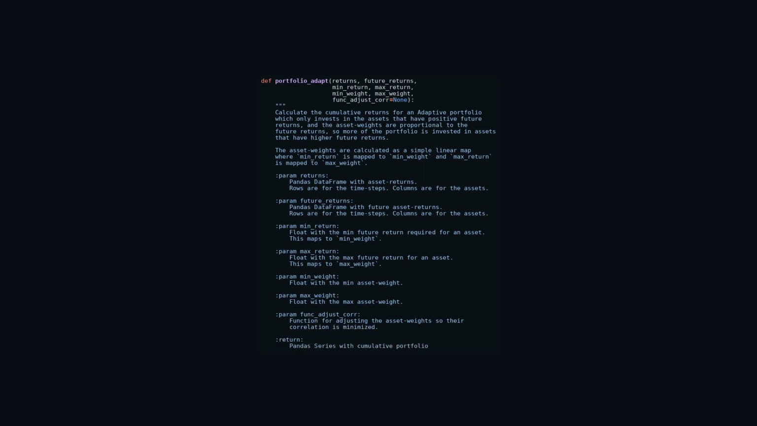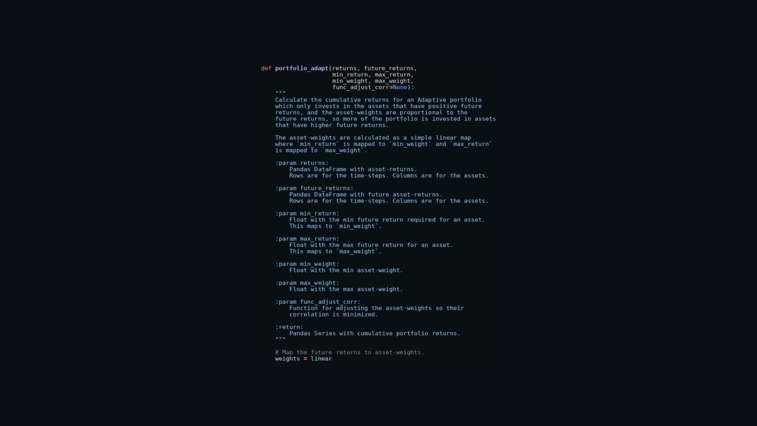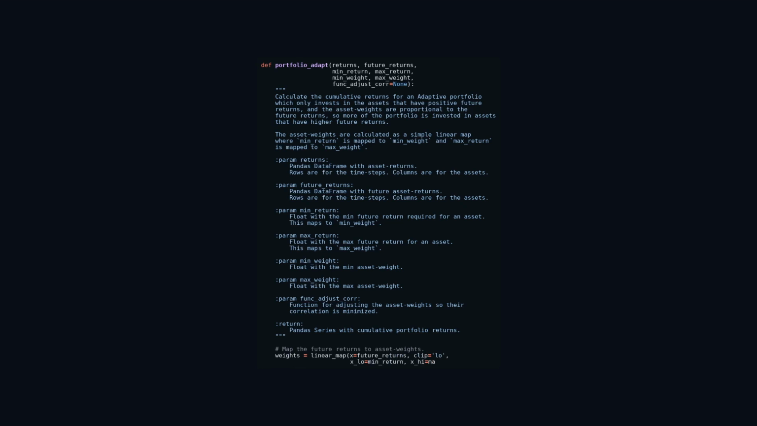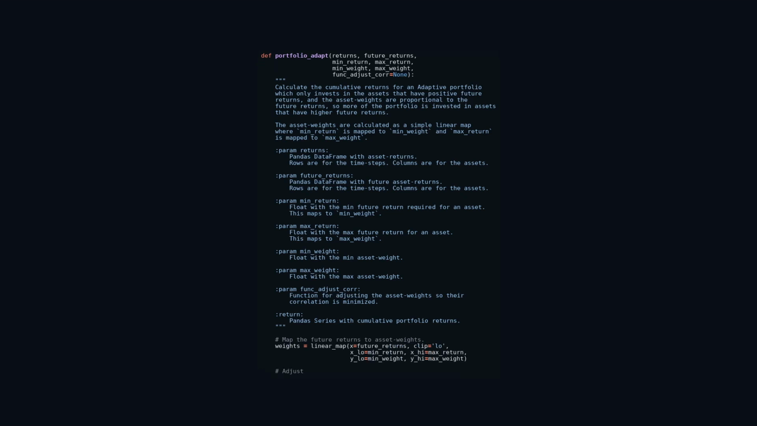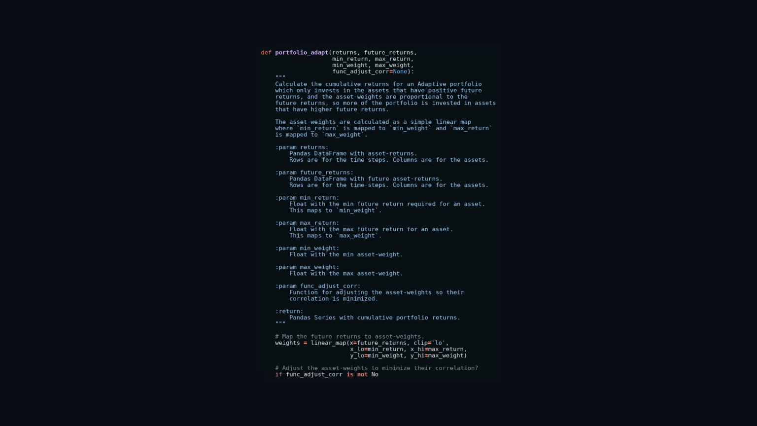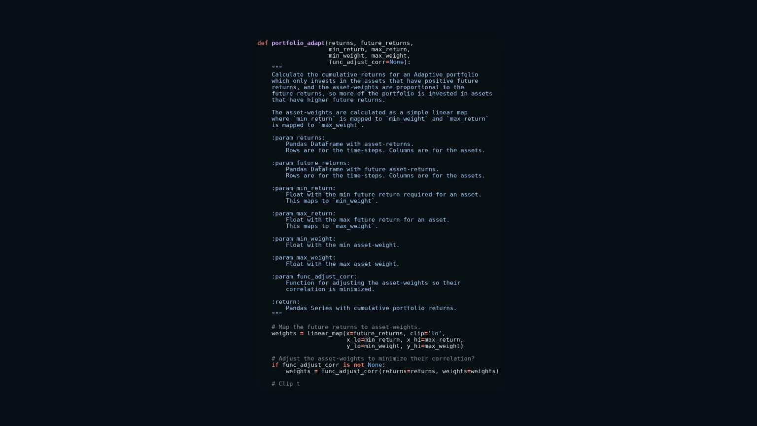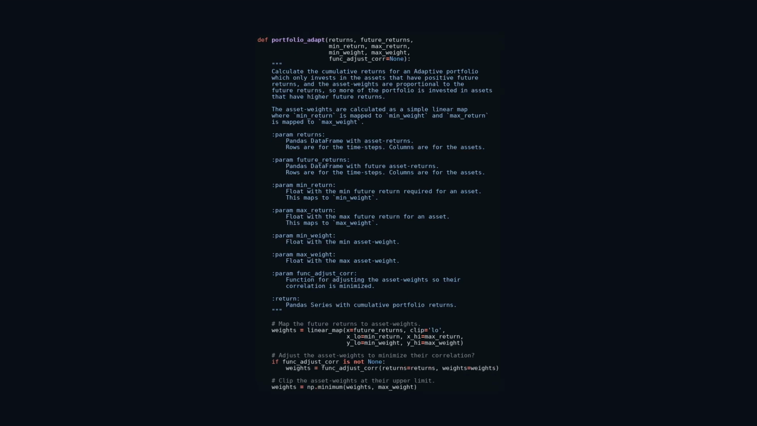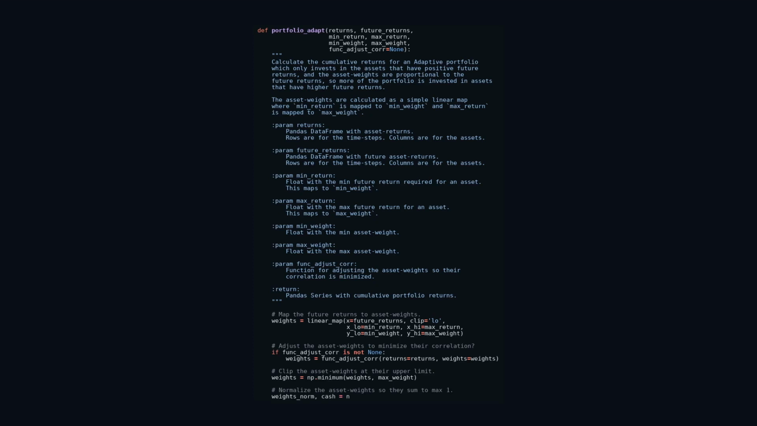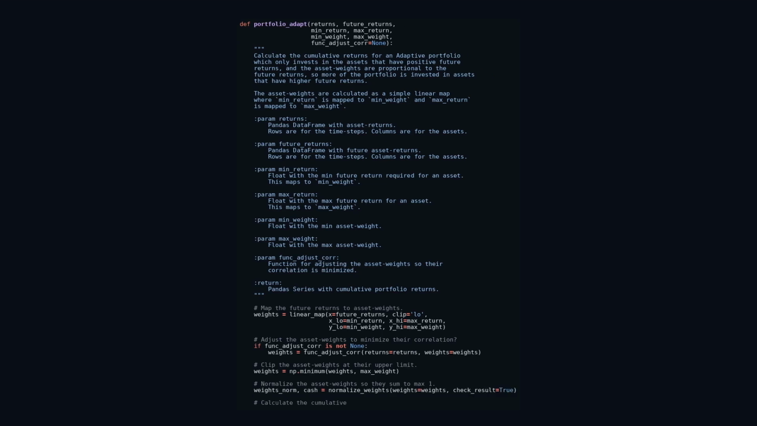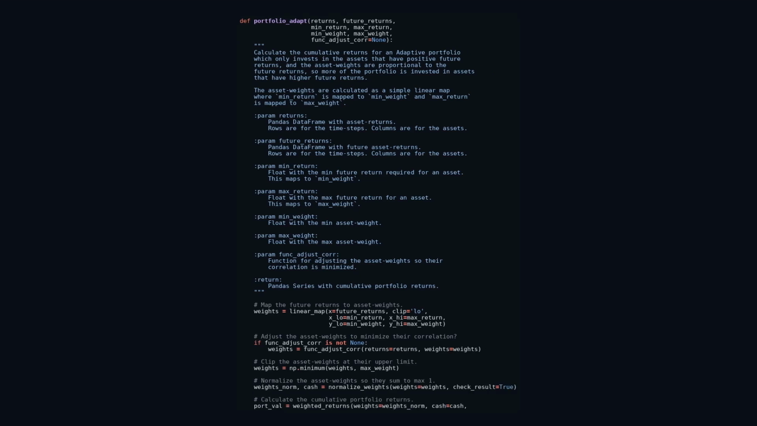This approach allows for the construction of an adaptive portfolio that dynamically adjusts asset weights according to future return expectations, aiming to achieve better performance by investing more in assets with higher expected returns. The optional correlation adjustment feature further enables portfolio customization to align with investor preferences or risk appetite.